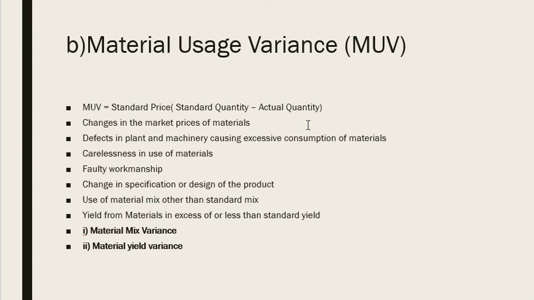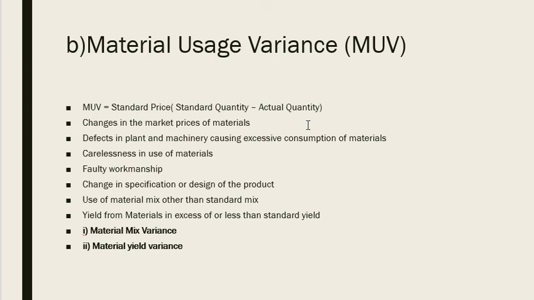Then faulty workmanship, when the workmen are not concentrating on their work. Change in specification or design of the product. When the design or specification of the product is changed, then the quantity varies. Then use of material mix other than standard mix, where the actual mix you have adopted differs from the standard you have set up. So now these are the reasons that lead to variances in the material.